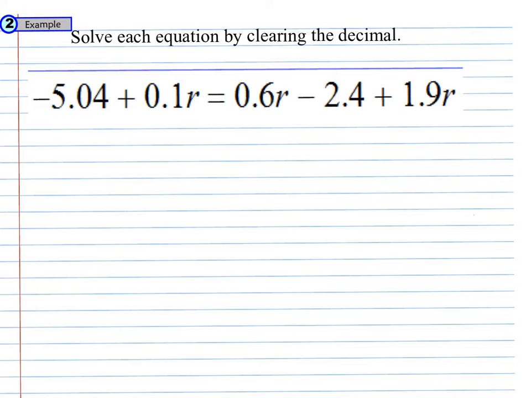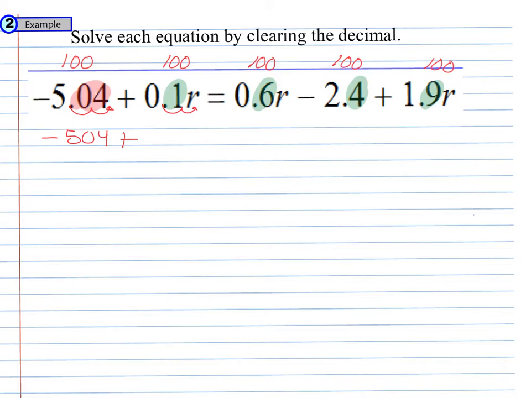If you notice for this problem, we have the hundredths place, then we have the tenths place, the tenths place, the tenths place, the tenths place. Since this has the most decimal places, which is in the hundredths place, that means I need to multiply all of these by 100. That means I'm going to move all the decimal places 2 places to the right. If we don't have enough digits, then you add a 0. So this becomes 12 places, that means negative 504 plus 12.